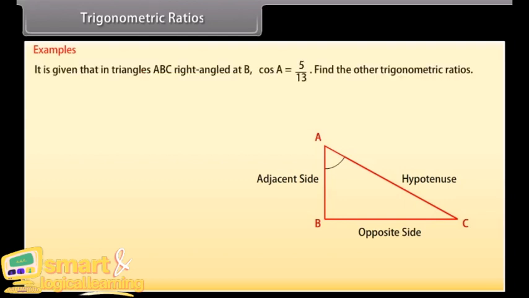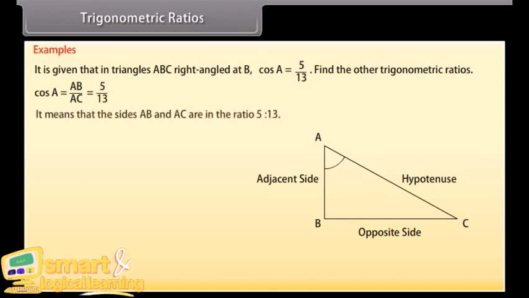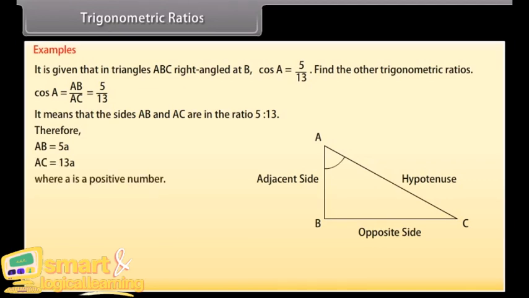It is given that triangle ABC, right-angled at B, cos A is equal to 5 upon 13. Find the other trigonometric ratios. Cos A is equal to AB upon AC, which is 5 upon 13. It means that the sides AB and AC are in the ratio 5:13. Therefore, we can say that AB is equal to 5A and AC is equal to 13A, where A is a positive number.